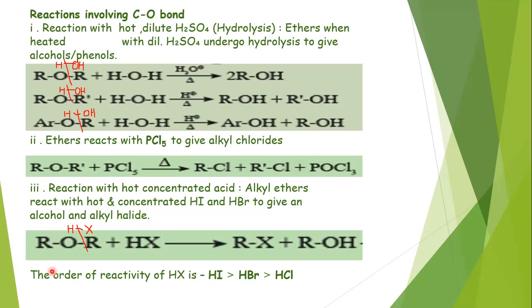See this reaction, ROR simple ether plus HX gives ROH, alcohol of this alkyl group, and alkyl halide of this alkyl group. So alkyl halide plus ROH formation takes place. One is alkyl halide and the second molecule is alcohol.